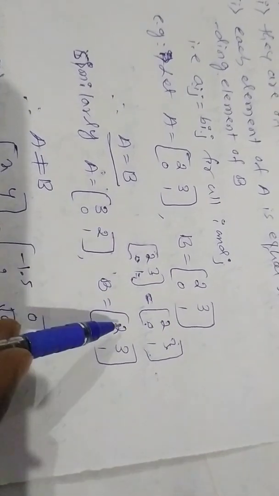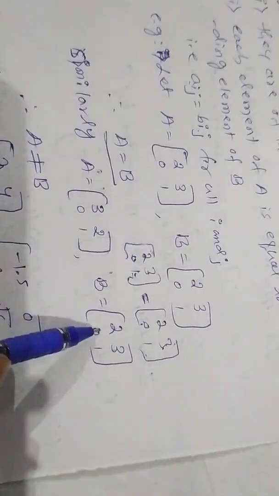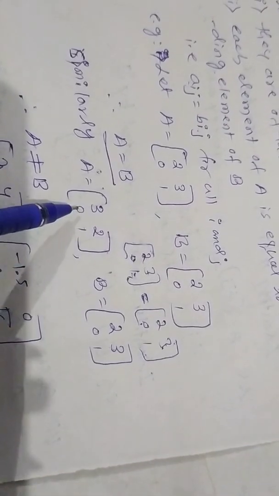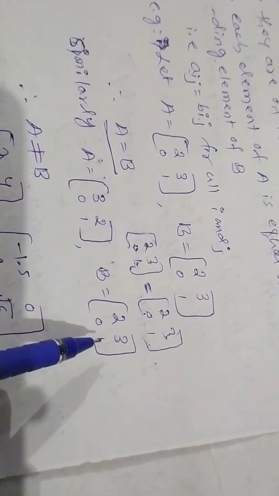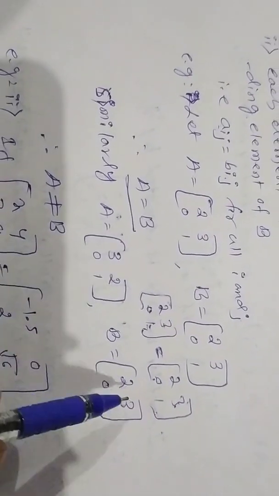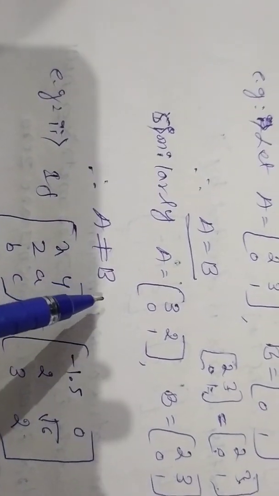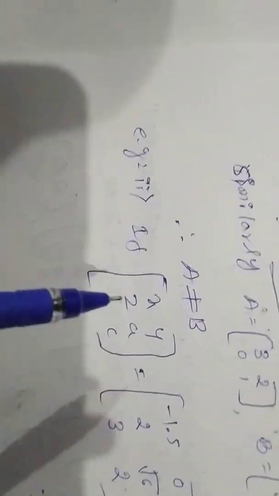Here A is not equal to B because corresponding elements are not equal. In place of 3, here 2, in place of 2, here 3, but here 0, 0, 1, 1. In the second row, the elements are the same, but in the first row, the elements are not the same. Hence, A is not equal to B. So consider another example here.